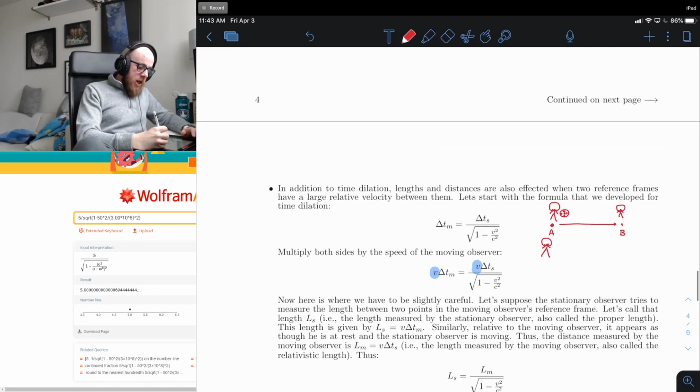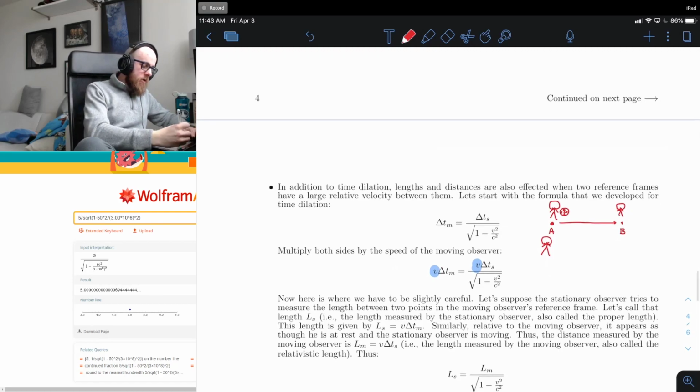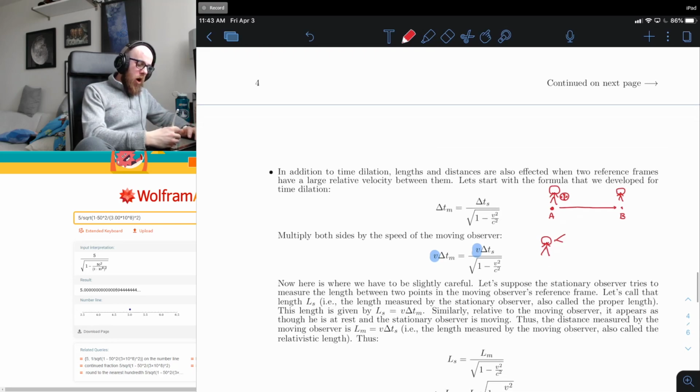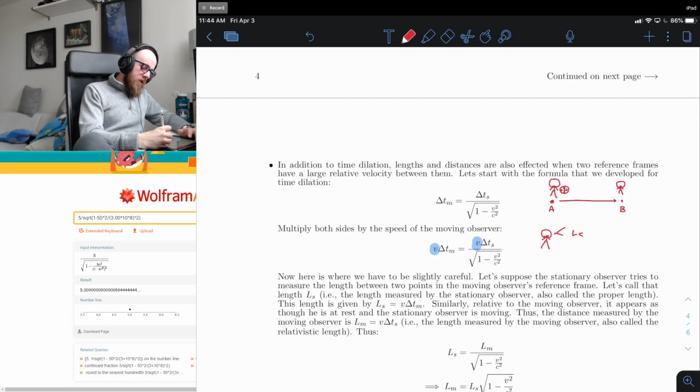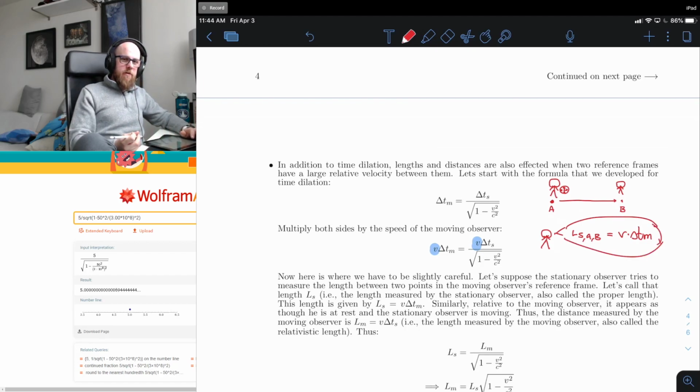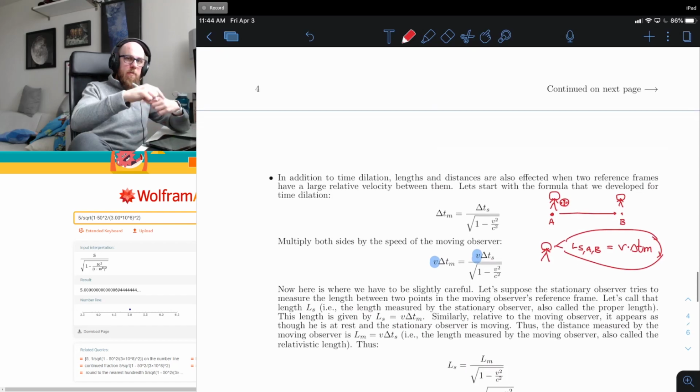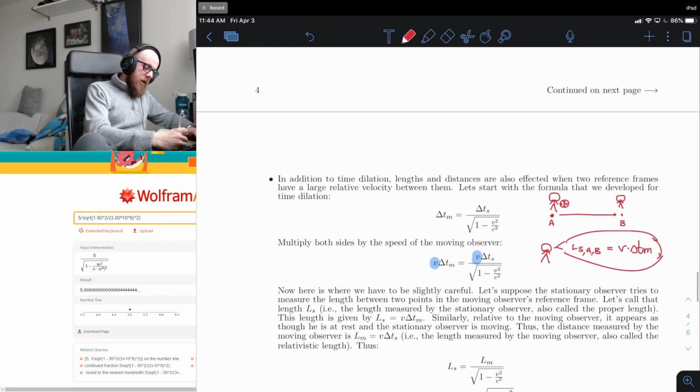Okay. So the stationary observer would look at this experiment that's happening, look at this motion, and they would say, well, I think that in the time it takes for your watch to tick from getting from point A to point B, I've observed you moving, so I measure a distance LS between A and B, and that distance that I measure is going to be equal to V times the time that you're measuring. Okay. Does that make sense?